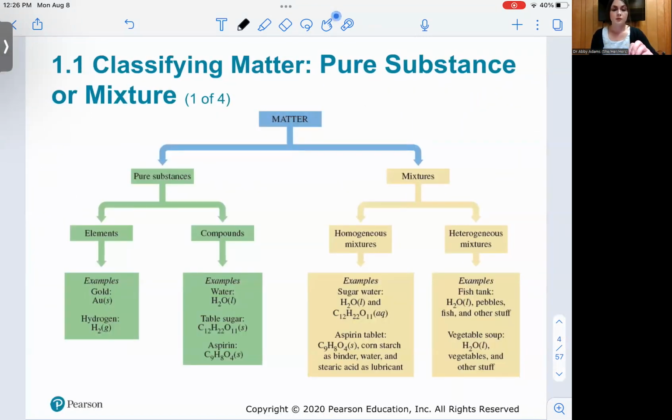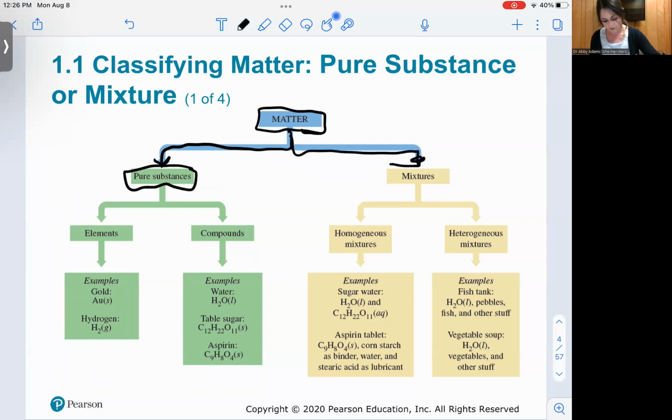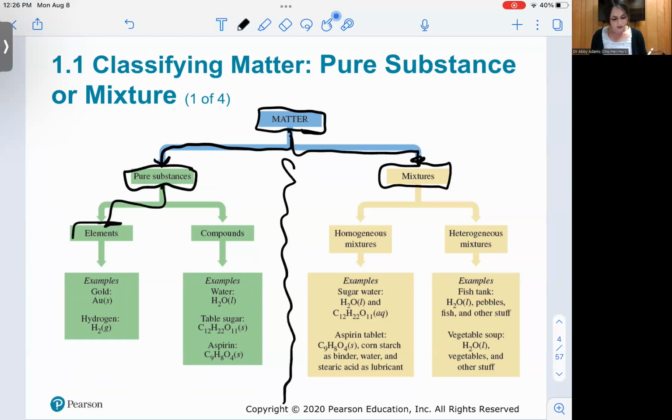Here we have this nice table that's going to help us to classify what chemists talk about as matter, anything that has volume or mass. It's broken down into two major groups, pure substances and mixtures. Let's start with pure substances first. We have elements. This is what you find on the periodic table. You probably remember that from high school. And we're going to have compounds.